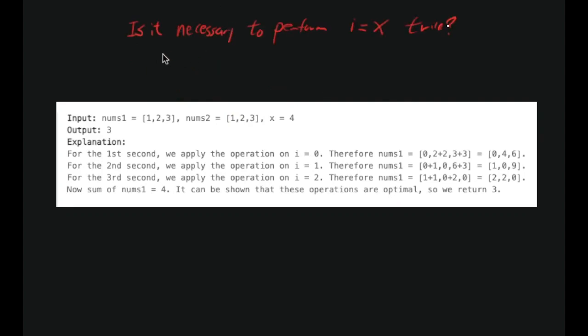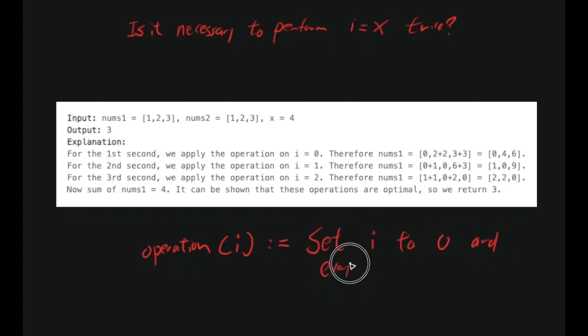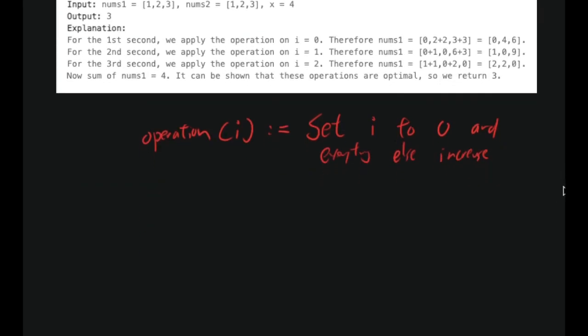The second observation, or the second question you want to ask yourself, is: is it necessary to perform i equals something twice, or 3 times, or 4 times, or 6 times? Does it make sense to apply i equals 0 more than once in the example? The answer is no. If you think about it, operation i basically means set i to 0 and increase everything else. By increase, I mean by the number in nums2. Let's see what happens if I apply the same operation twice.